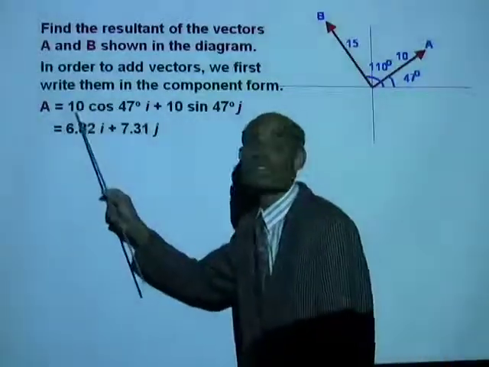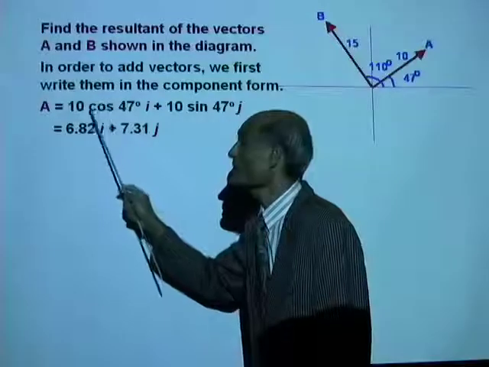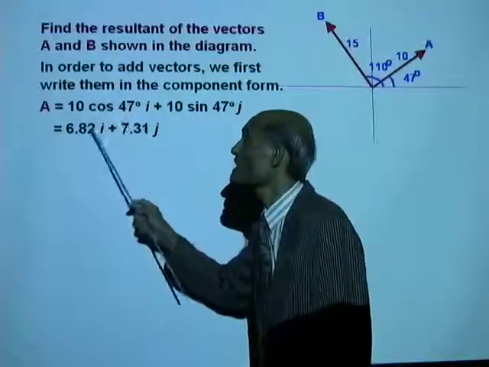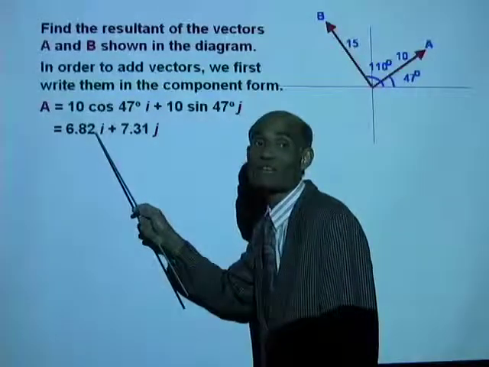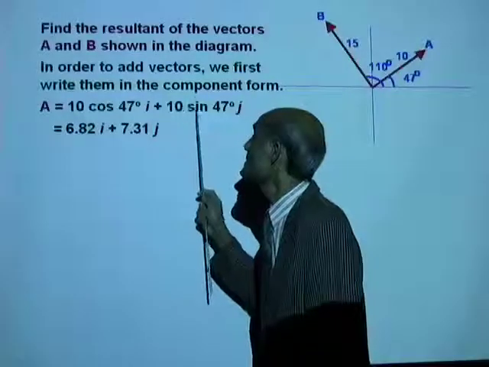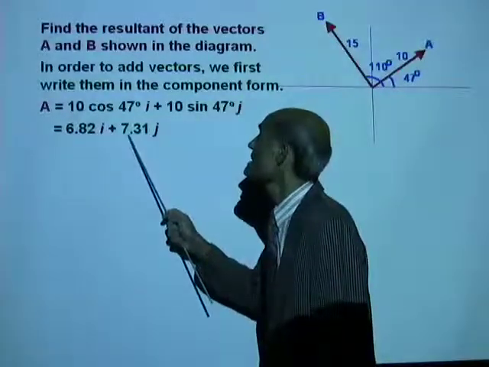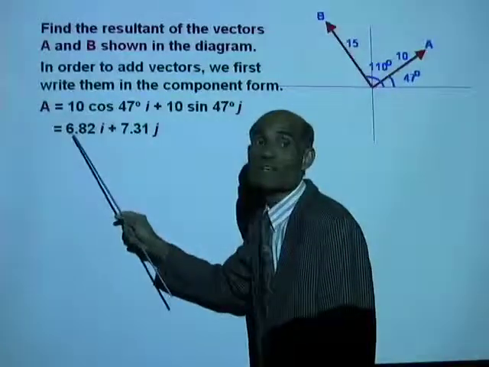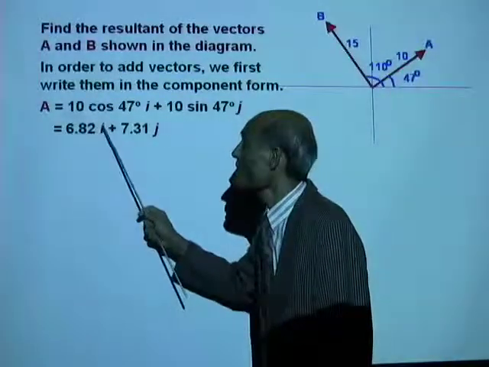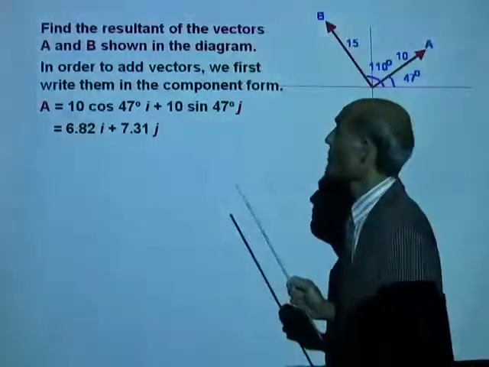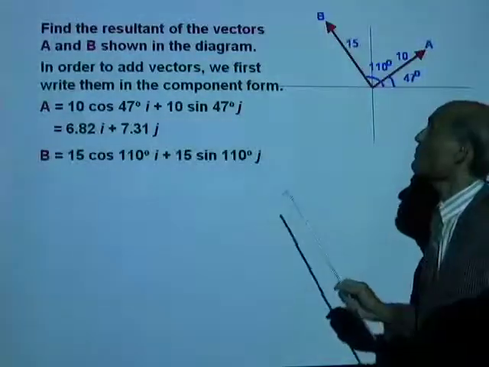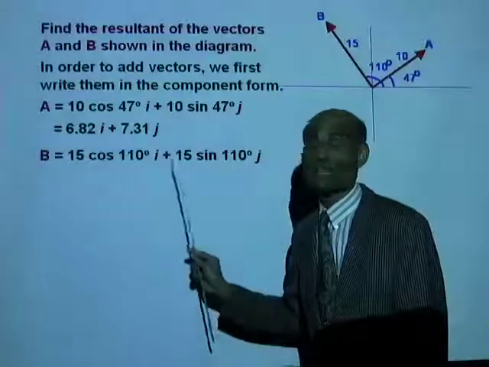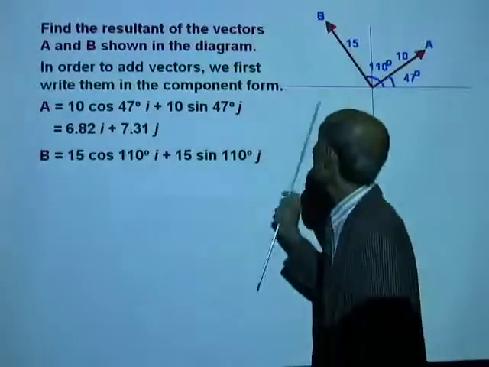And use your calculator to obtain this value. 10 cos 47 is 6.82 and 10 sine 47 is 7.31. So our vector A is 6.82i plus 7.31j. In the same way, vector B.